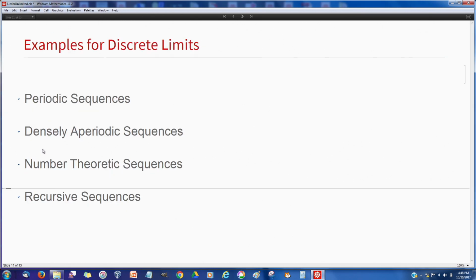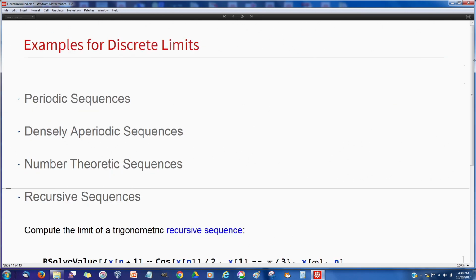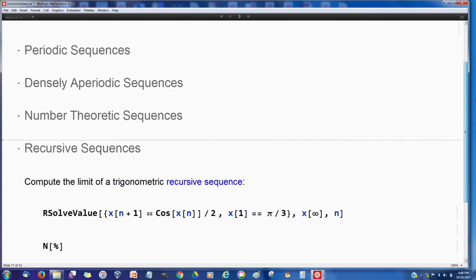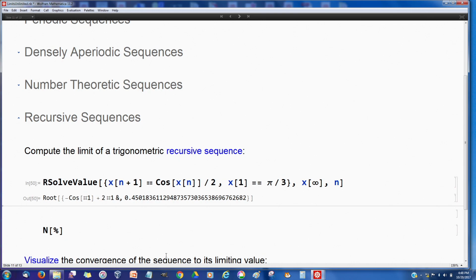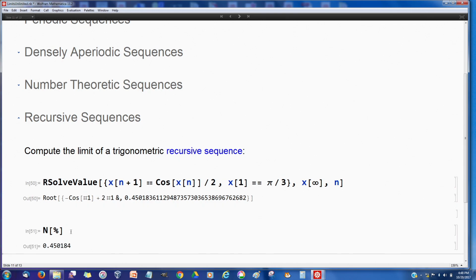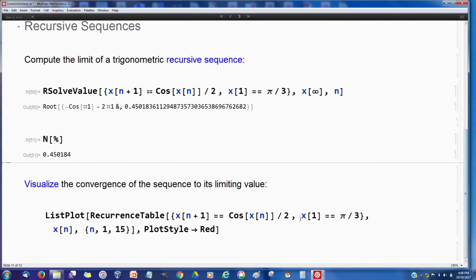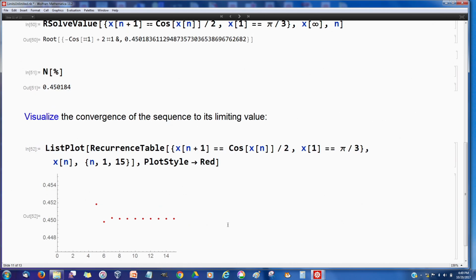But as a final example, here's a recursive sequence. That's the kind you'd see when you, let's say, study fixed point theory or chaos or something of that sort. So that's a nonlinear recurrence. And here's the first term. You want to find the limit at infinity. So that's a new convenient notation. Just say x of infinity, and you'll get back the fixed point essentially. So you get back a root object whose approximate value is 0.45. And you can then visualize the convergence of that sequence to its limit, and it's pretty fast.